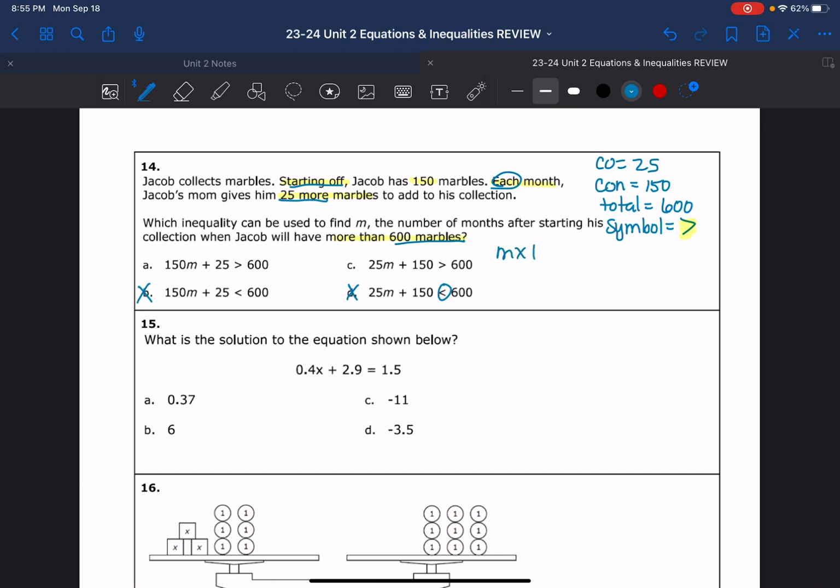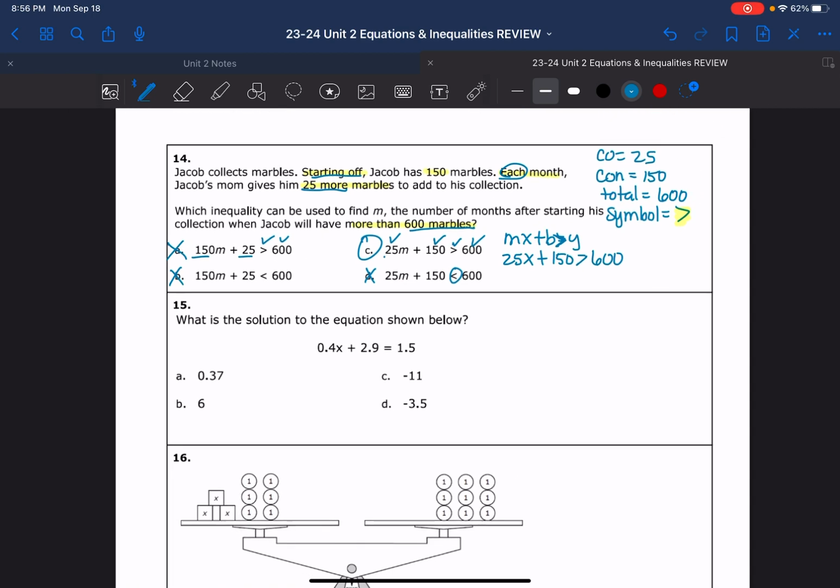So mx plus b equals y. So I know that I would have 25x plus 150, not equal to, greater than 600. With that being said, let's look at our options. This one has 25 for the coefficient, 150, it has the correct symbol, and has 600. If I look over here, this is correct, this is correct, but then here, these two switch spots. So it cannot be A, it is C.